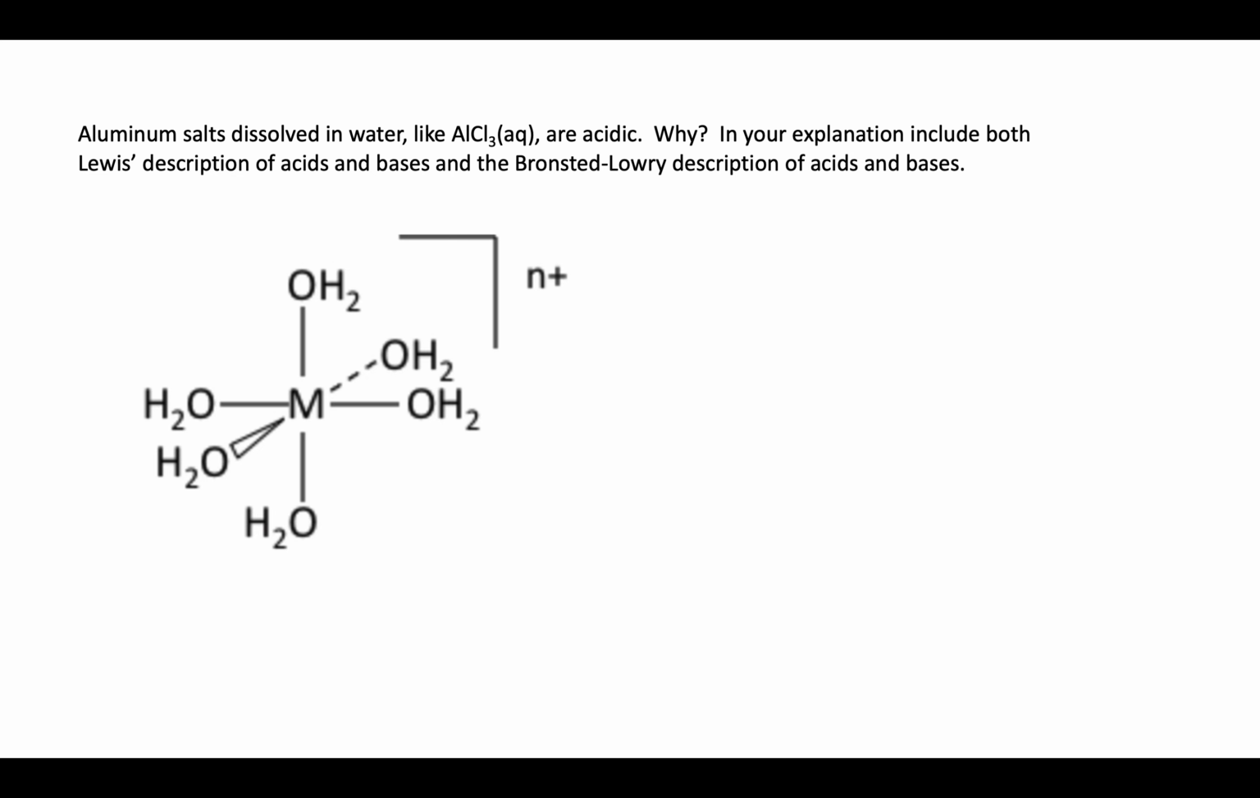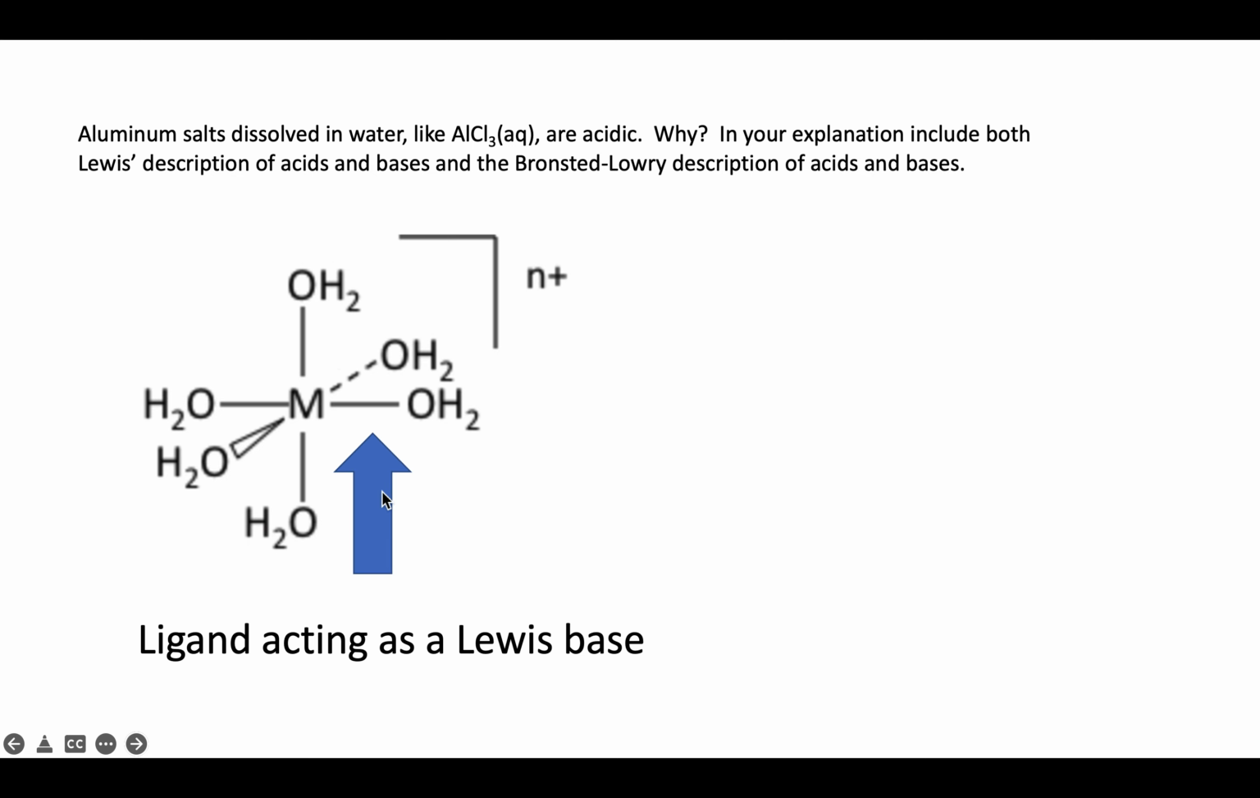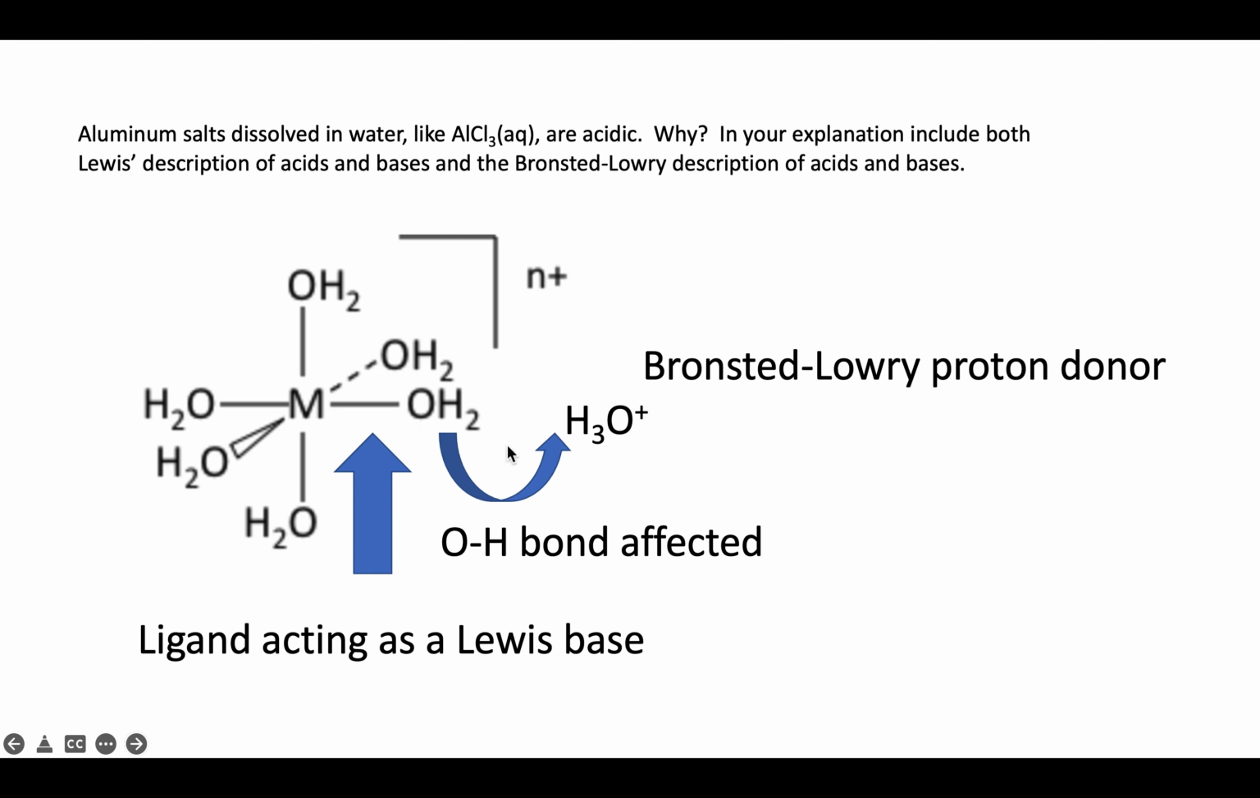This one considers aluminum chloride being acidic. In a general way, we've seen when we have small highly charged cations, they would get coordinated by the water. That would be a great example of the ligand acting as a Lewis base, an electron pair donor. In the process, the water that's now being coordinated, the oxygen-hydrogen bond is affected within that molecule, weakening it, allowing the donation of a proton to the surrounding water. This would be a great example of a Bronsted-Lowry description where we have a proton donor and the water acting as a proton acceptor.